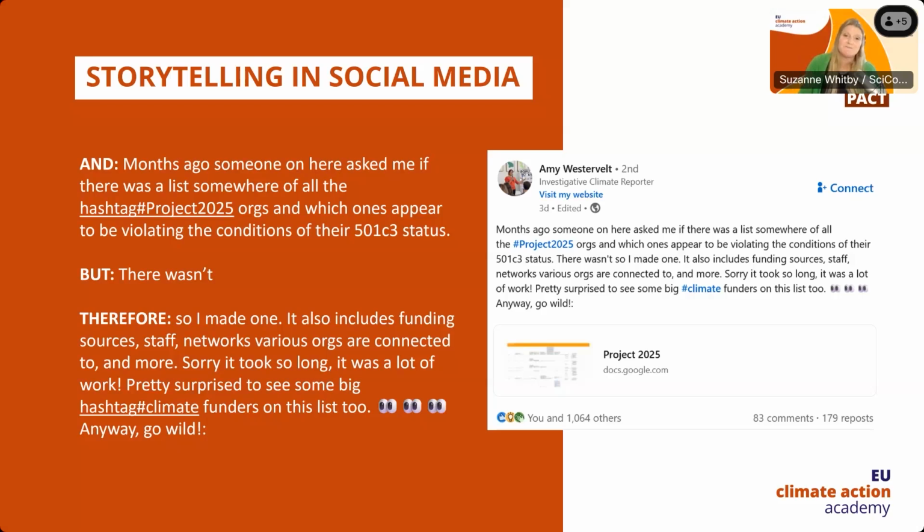When you look at it through the lens of this ABT structure, you can see that she actually told a really short story. She's spoken about months ago, someone asked me if there was a list of the hashtag Project 2025 orgs, but oh no, there's a complication. There wasn't. Very easy complication. Therefore, I made one. Here it is, right? This is not a big world-changing story. It's a tiny little story on social media that contributes to climate communication. Not all of our stories on social media need to be big and complicated and sexy, right? And they don't always have to be one thing.